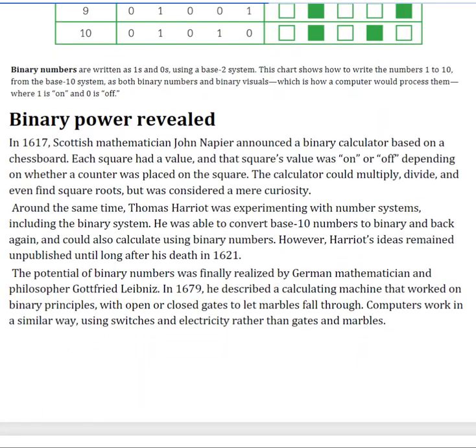Binary choices are black and white. In any column there's only ever 1 or 0. This simple on or off concept has proved vital in computing, for example, where every number can be represented by a series of switch-like on-off actions. Binary numbers are written as ones and zeros, using a base 2 system. This chart shows how to write the numbers 1 to 10 from the base 10 system, as both binary numbers and binary visuals, which is how a computer would process them, where 1 is on and 0 is off.